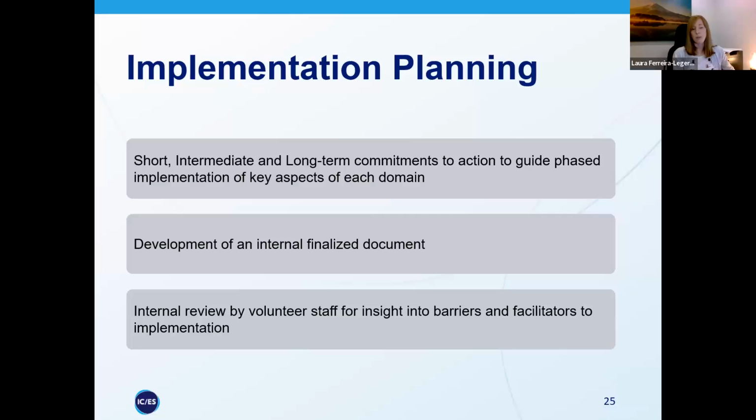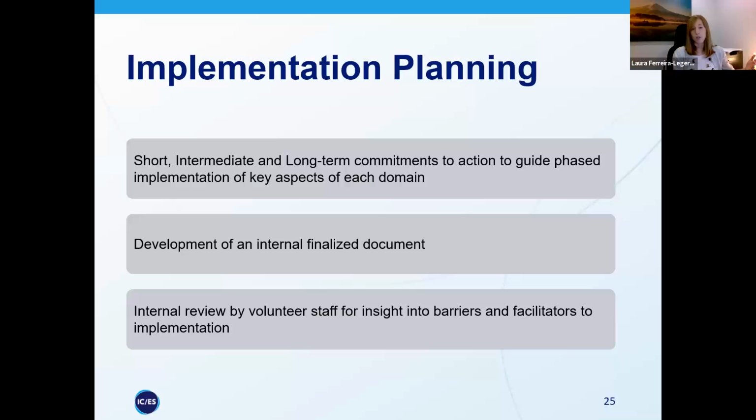So one of the things that we've already started to think about was what could potentially be short, intermediate, and long-term action that would really guide a phased implementation of some key aspects under each of those 4 domains. So understanding that some things may take longer to implement, for example, community governance, it's something that we want to make sure we get right.